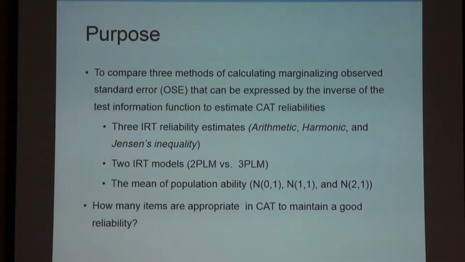I'm going to compare the three methods, and I'm going to use two IRT models, 2 parameter and 3 parameter. Then I use different mean populations following a normal distribution: mean 0, standard deviation 1; mean 1, standard deviation 1; and mean 2, standard deviation 1. Finally, I will summarize which method is better and how many items are appropriate in CAT to maintain good reliability.